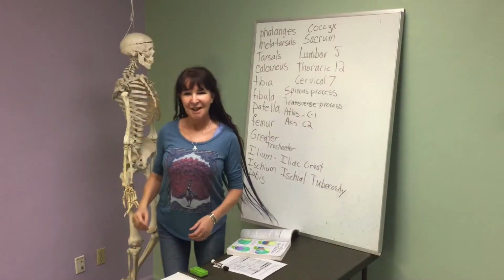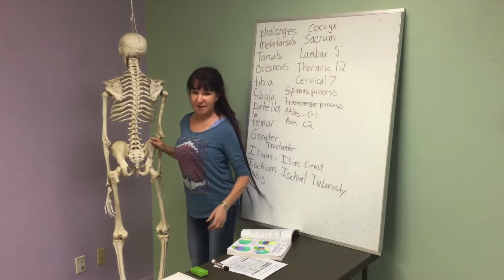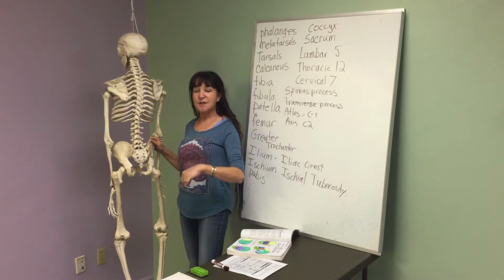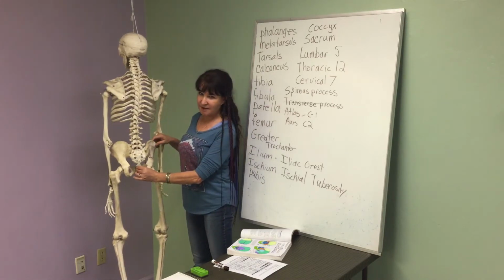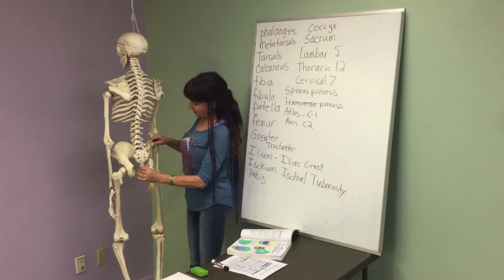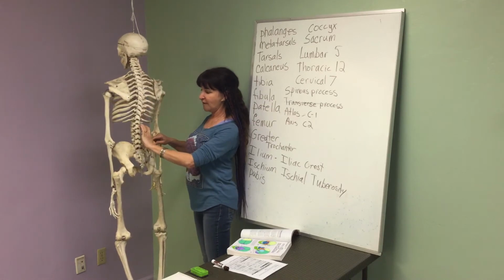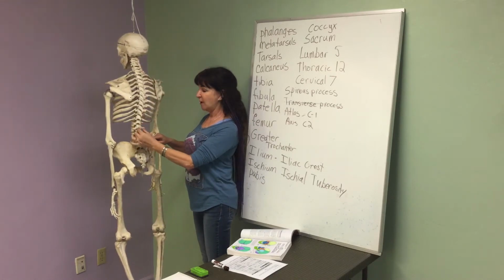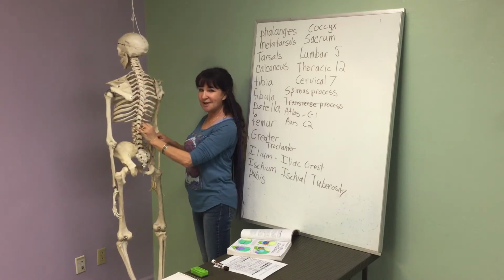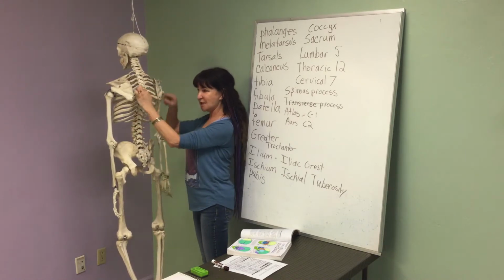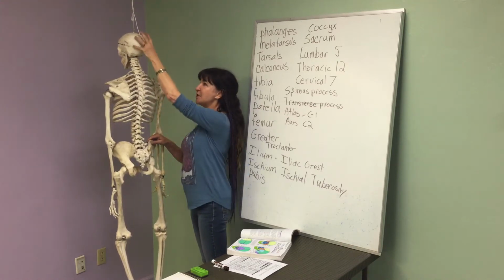Okay, so looking at Mr. Bones here, starting at the most inferior part of the skeleton is the coccyx. Just superior to the coccyx is the sacrum. As we move more superior, we have the five lumbar vertebrae with spinous process and transverse process, 12 thoracic vertebrae with spinous process and transverse process, and seven cervical vertebrae. So we move to the skull.